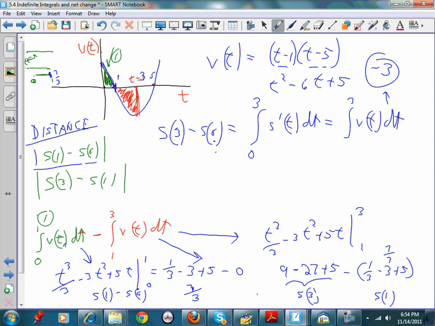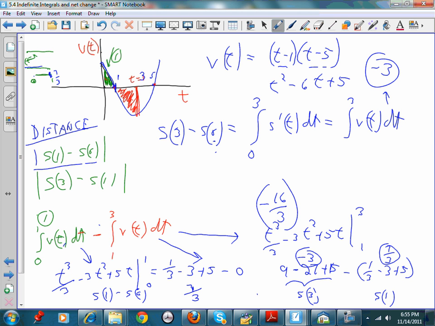That's 7/3 up here. This is 9, minus 27, plus 15, which is minus 3. So minus 3 minus 7/3. This is going to be 9/3 minus 7/3, which is minus 16/3. Okay, so it moves to the left 16/3. It goes this way 16/3.